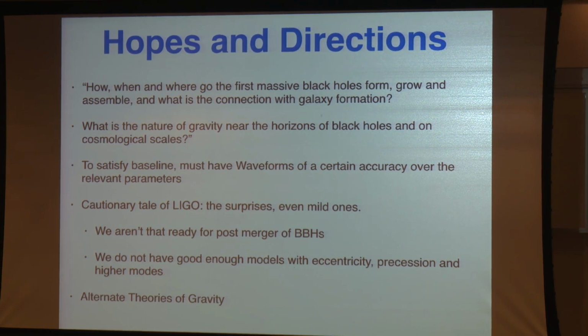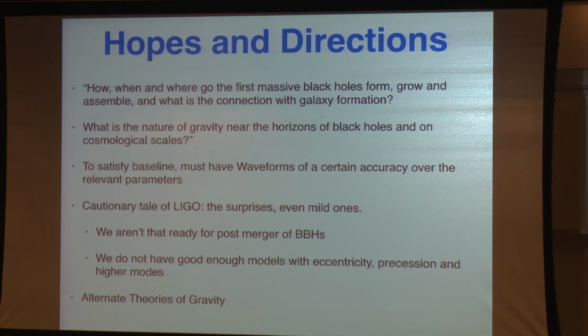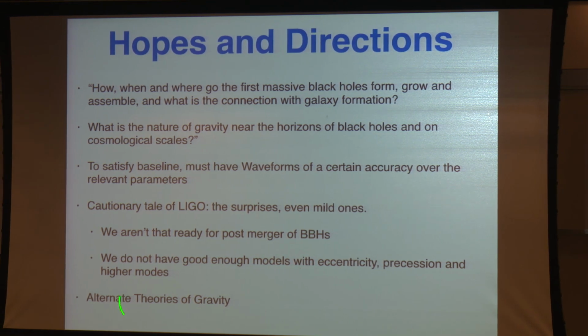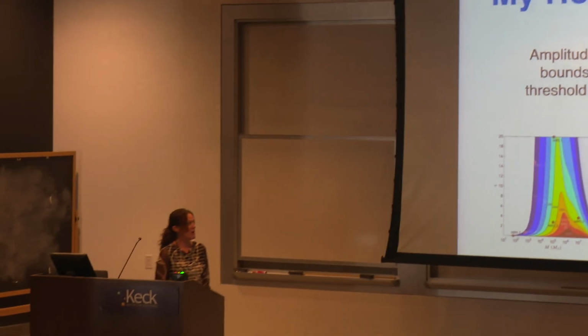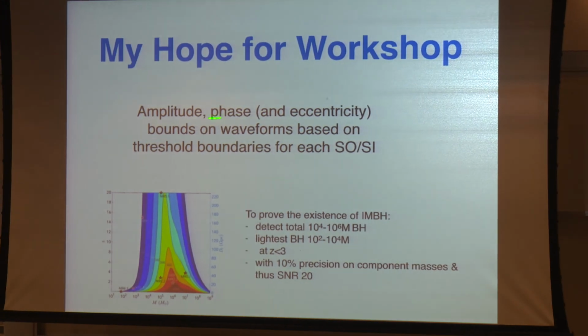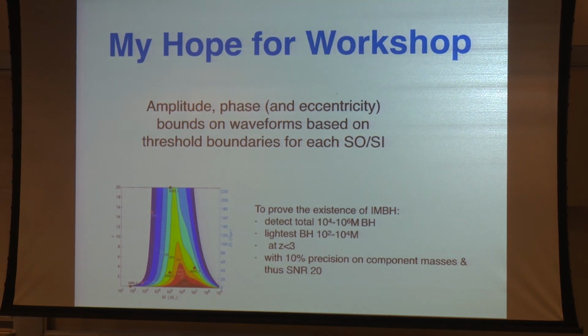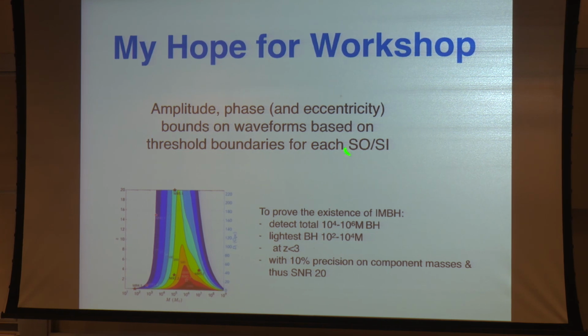And considering that we still have time with LISA, we don't only want to be able to do the physics we expect to do, but be in position to do all the physics we could do. And we already talked a little bit about these alternate theories. And here's my own hope for the workshop. I'm hoping that someone knows what amplitude, phase, and maybe eccentricity errors, how precise we need to be on waveforms based on all those threshold binaries we have for each of our objectives, so that we know what our target is.